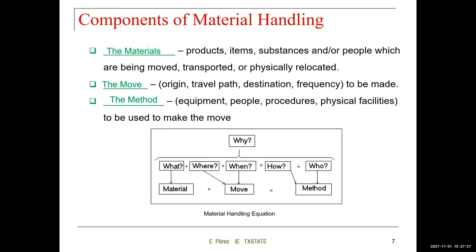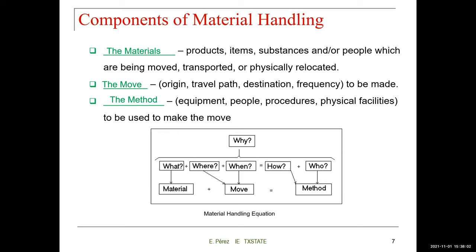The components of material handling are three. We have the materials, the move, and the method. The materials are basically the items or the products that you're gonna be moving inside the facility. The move is the type of movement that you're gonna be making: origin, travel path, destination, and frequency. All those three areas will be important in terms of deciding what type of equipment you're gonna use. And then the method: are you gonna use equipment, people, procedures, or physical facilities to make the move?